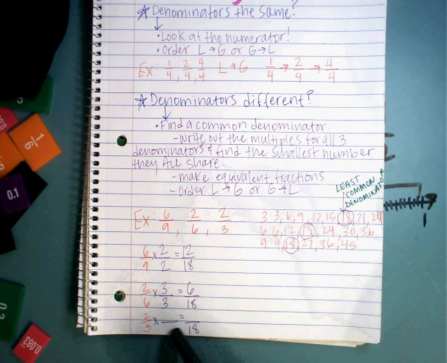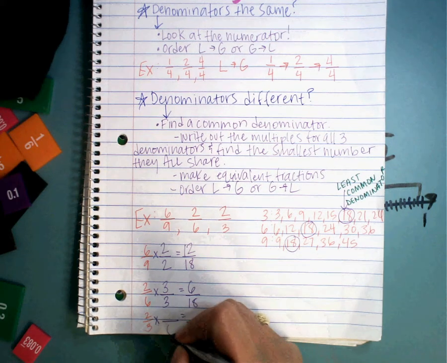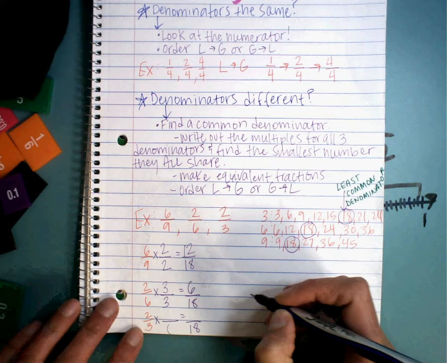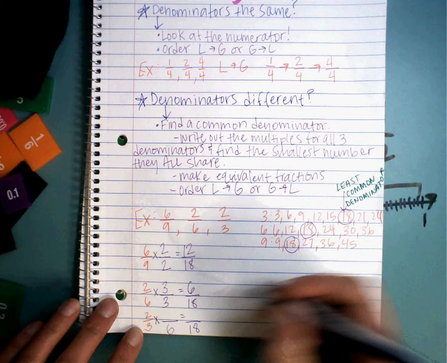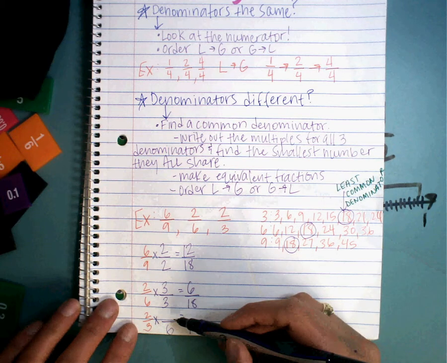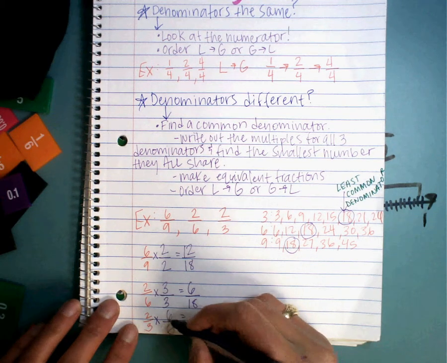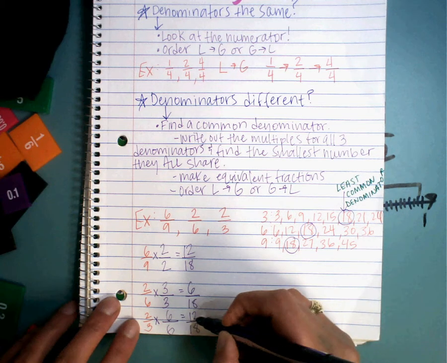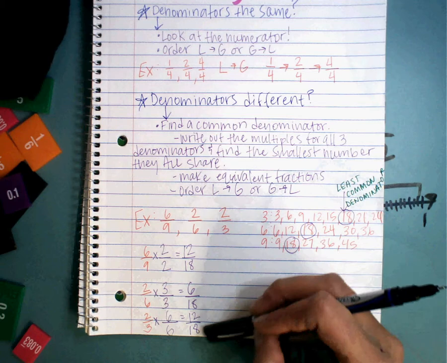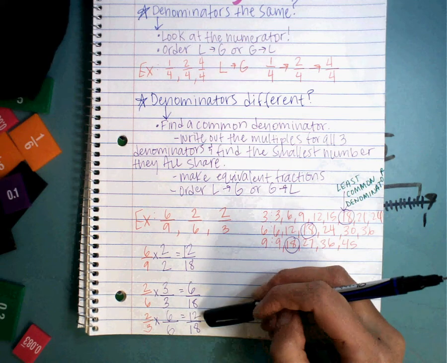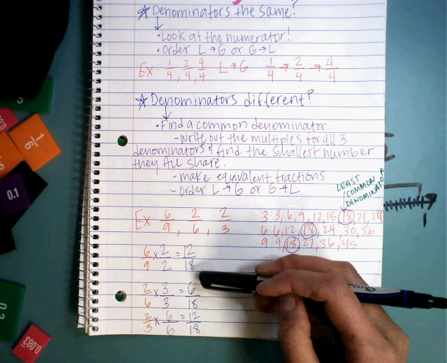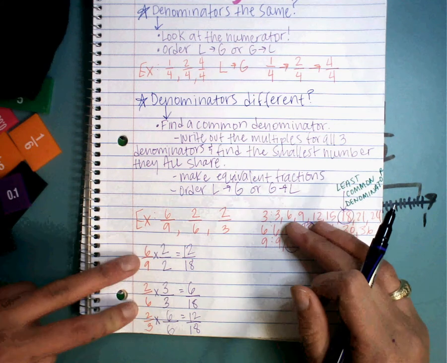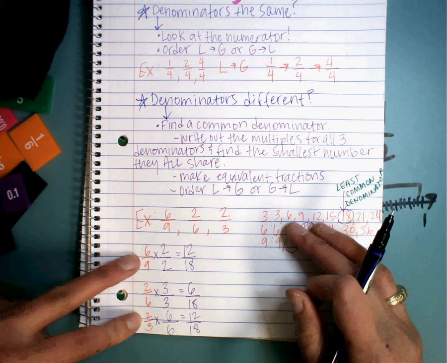All right, 3 times what equals 18? 3 times 6 equals 18. All right, so what does this need to be up here? 2 times 6. All right, what's 2 times 6? 12. Oh, what do you notice here? Do you notice that these two are the same fraction? What does that mean about these two numbers? They are equivalent.